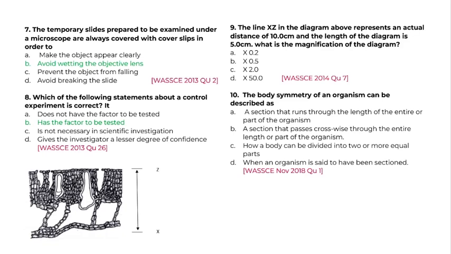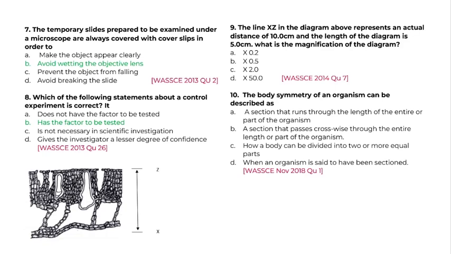Now we have to look at the diagram that we've been given over here. This is a section of a leaf, cells of a leaf. We have to look at it and use it to solve question number 9. So the line XZ, as we can see in the diagram above, represents an actual distance of 10 centimeters and the length of the diagram is 5 centimeters. What is the magnification of the diagram? So we have A, the magnification is times 0.2, B times 0.5, C times 2.0, and D times 50.